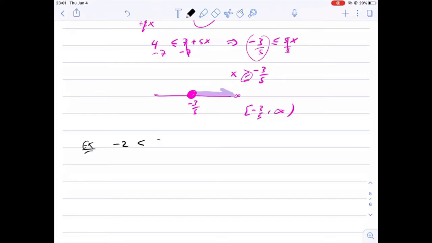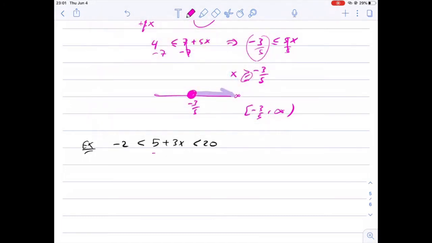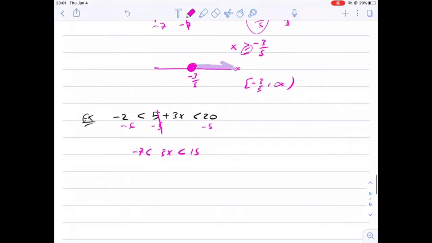So for example, negative 2 is less than 5 plus 3x, which is less than 20. We want to solve this. In order to solve this, we need to isolate x. So we subtract 5 from each part of the inequality. We get 3x is between negative 2 minus 5, which is negative 7, and on the right hand side, 20 minus 5, which is 15. And then we divide by the coefficient of x. We get x between negative 7/3 and 15 over 3, which is just 5.